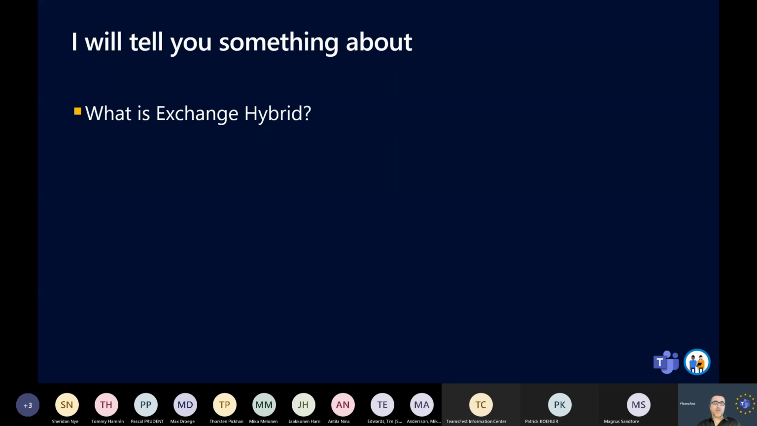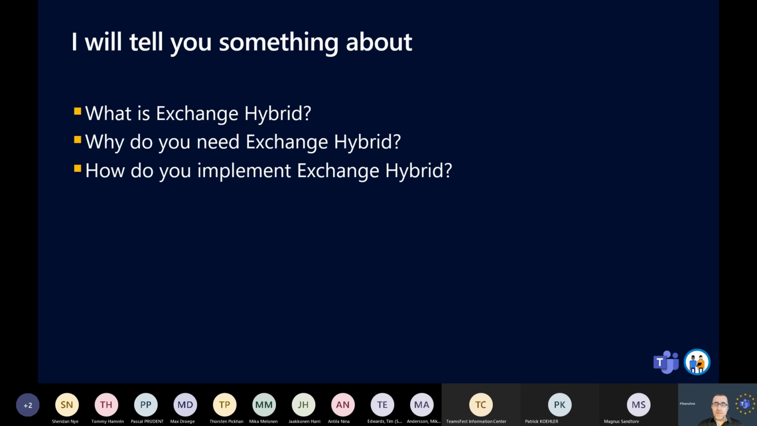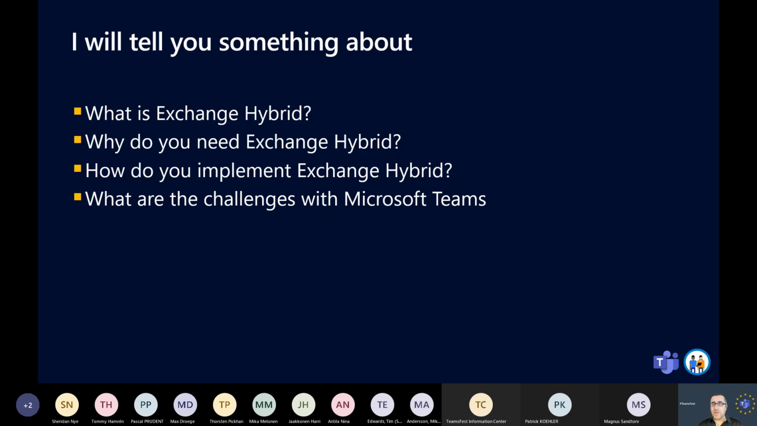So what are you going to learn in this session? First, we will start with what is Exchange Hybrid, and why you need Exchange Hybrid. The implementation is based on some screenshots, not a demo, just to make it fail-safe for an online demonstration, and the challenges that we are facing when we want to connect Microsoft Teams to on-premises mailboxes. Afterwards, if you download the presentation, you'll find the links to additional resources at the very end of the presentation.